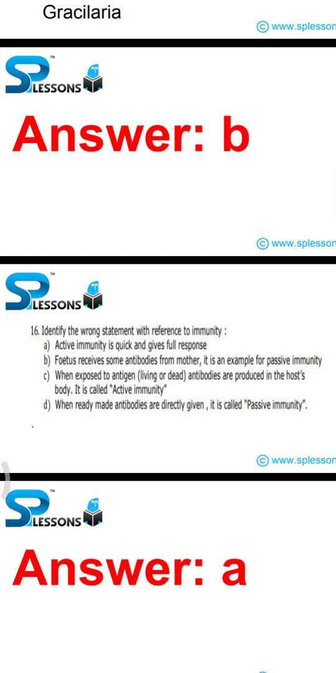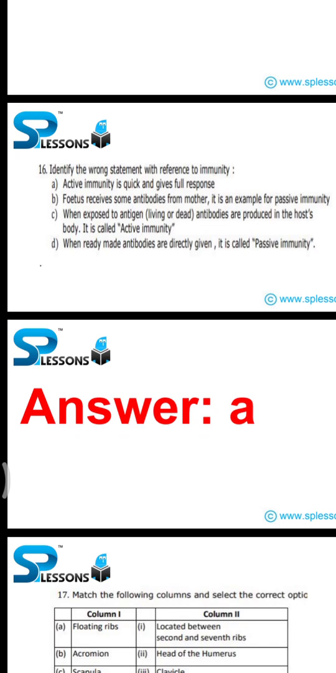16th question, identify the wrong statement with reference to immunity. Option A, active immunity is quick and gives full response. Option B, fetus receives some antibodies from mother. It is an example for passive immunity. Option C, when exposed to antigen, living or dead, antibodies are produced in the host's body. It is called active immunity. Finally, option D, when ready-made antibodies are directly given, it's called passive immunity. And the answer is option A. Active immunity is quick and gives full response.